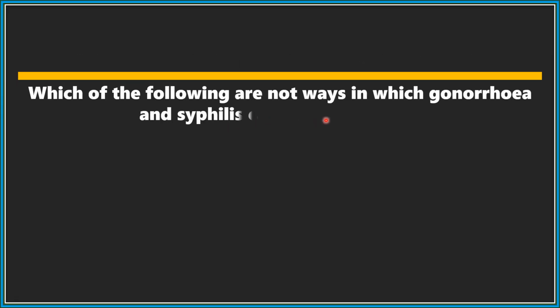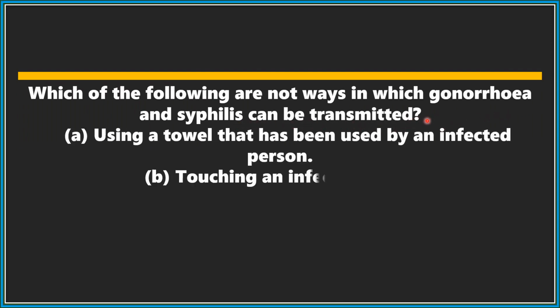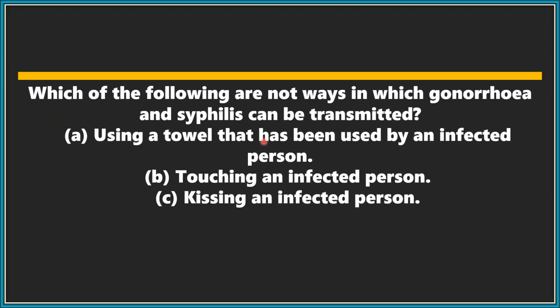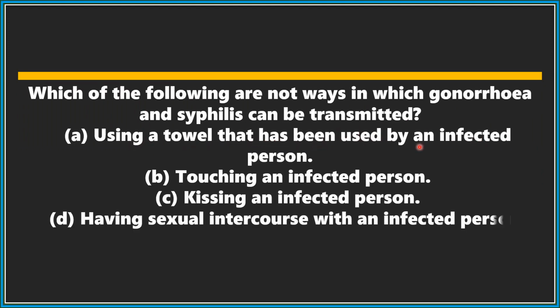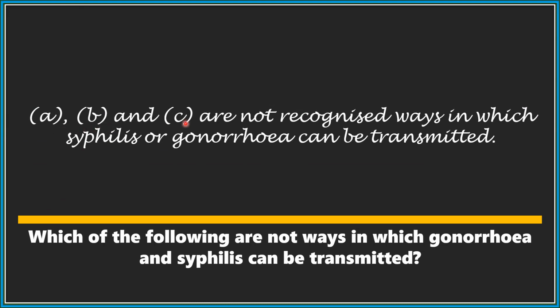Which of the following are known ways in which gonorrhea and syphilis can be transmitted? Using a towel that has been used by an infected person, touching an infected person, kissing an infected person, having sexual intercourse with an infected person. A, B, and C are not recognized ways in which syphilis and gonorrhea can be transmitted.